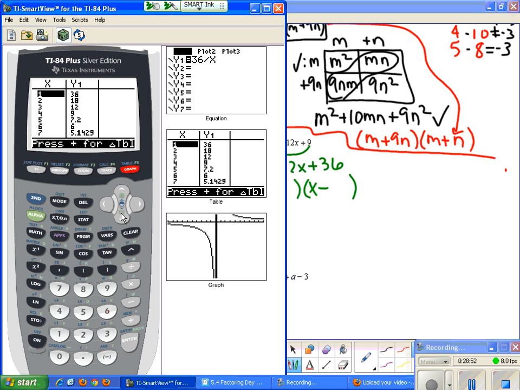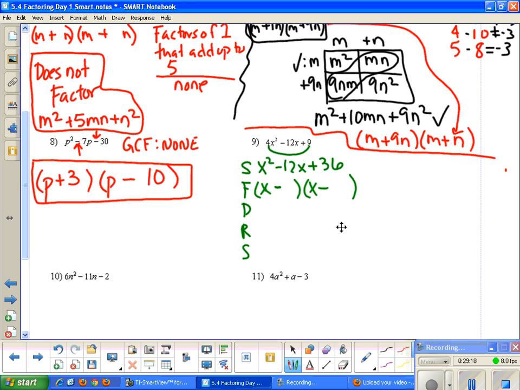So factors of 36: 1 and 36. Both of our terms are going to be negative, so that's not going to work. 2 and 18, not going to work. 3 and 12, not going to work. But if I have 4 and 9, does that work? Nope, because that's going to give me negative 13. 5 and 7 we can't use, but 6 and 6, negative 6 and negative 6, is going to give me negative 12, so that's going to be my factors. So negative 6 and negative 6.